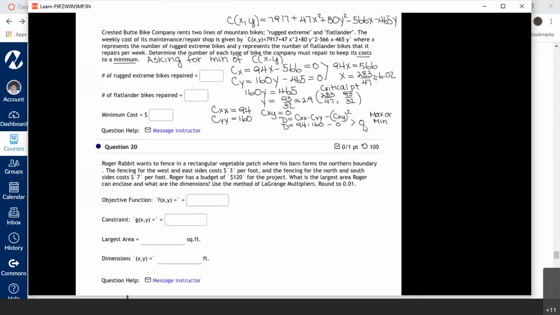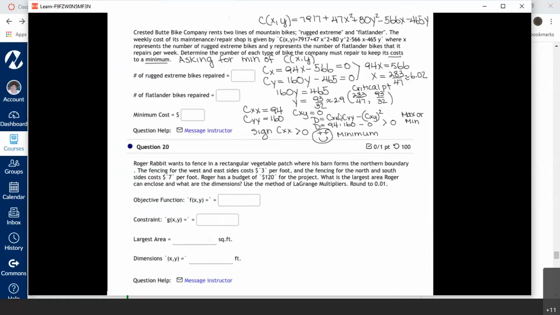The first step in checking is that this value D is greater than 0. That means you've got a max or a min. And then you look at the sign on CXX. It is greater than 0, and a positive second derivative means concave up. Concave up means you are sitting down here in the middle of the smile. So this proves you have a minimum. That is the calculus required to get the answer.